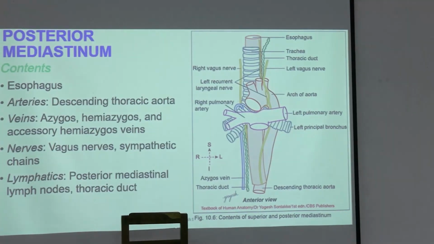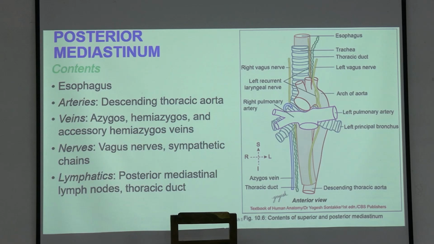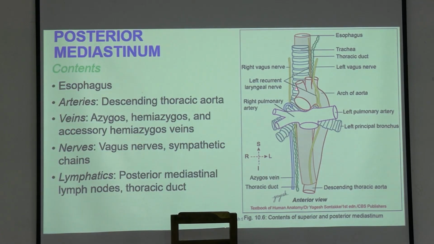And within the posterior mediastinum, posterior means behind the heart and in front of the vertebra. So there we get this picture. Here we get the descending thoracic aorta. We can see this tubular passage for food, that is the esophagus, and also one vein, the azygos vein, which drains into the superior vena cava, and also we get the thoracic duct. So all these structures are present in the posterior mediastinum.